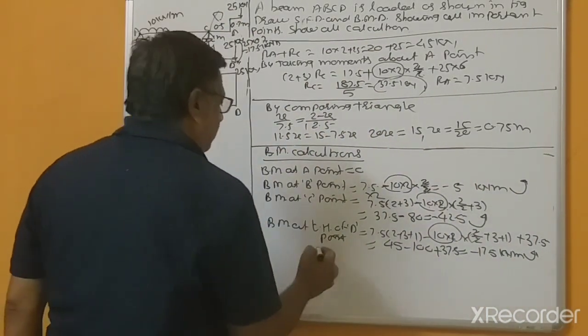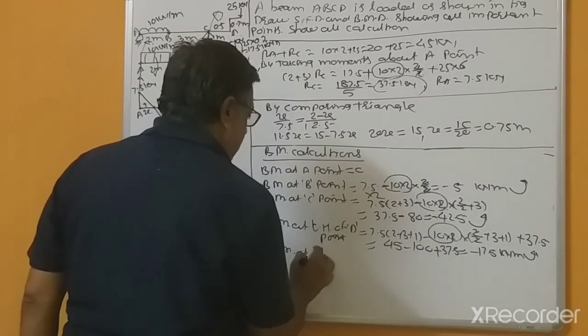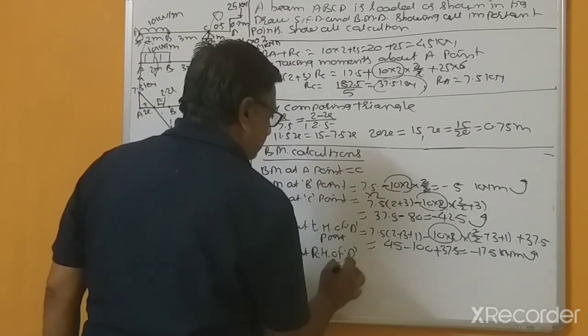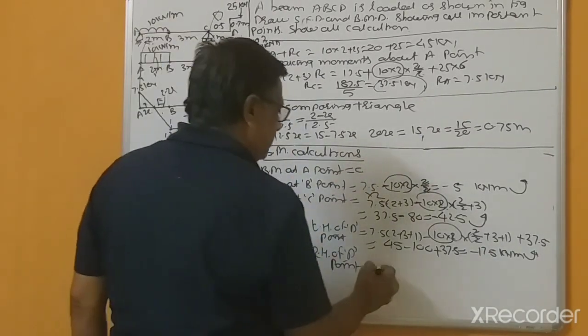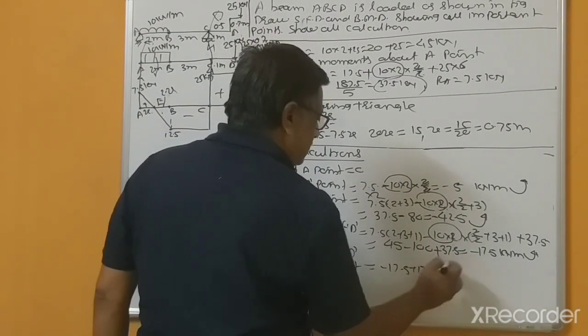Next, bending moment at right hand side of D point. Now this is clockwise, 17.5 plus 17.5, and this becomes 0.